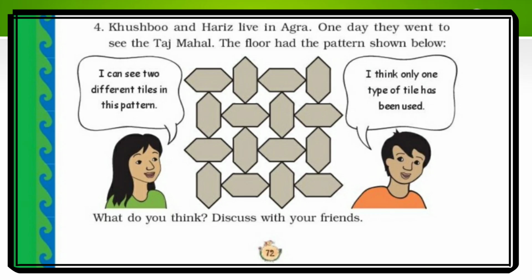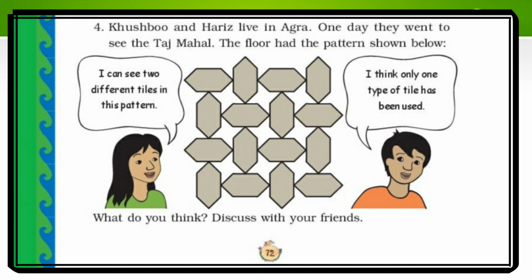Now there is one question for you. Khushbu and Hariz live in Agra. One day they went to see the Taj Mahal. The floor had the pattern shown below. Khushbu says, I can see two different tiles in this pattern. But Hariz says, I think only one type of tile has been used. What do you think?